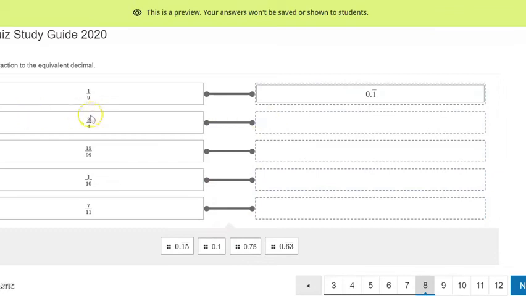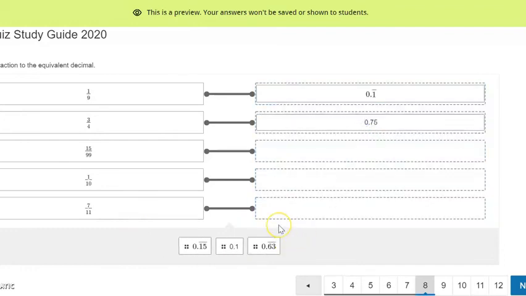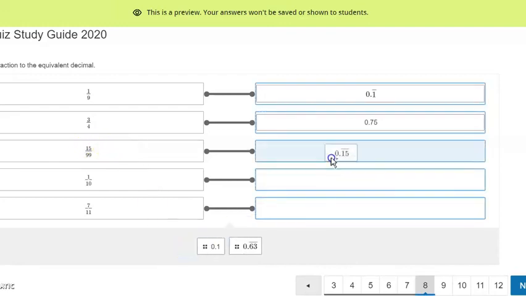3 over 4, you could convert that using the long division like we did on the last question, but you might even realize 3/4 is literally like, if you had 3/4 of money, that would be 75 cents. So a lot of times people know that one without the long division, but if you need to use the long division, that's fine. So for 15 over 99, notice it's a 99, so that means that then 2 digits should be repeating. So then the digits that are repeating should be what's in the numerator, 15, so then I'm going to be picking this one.